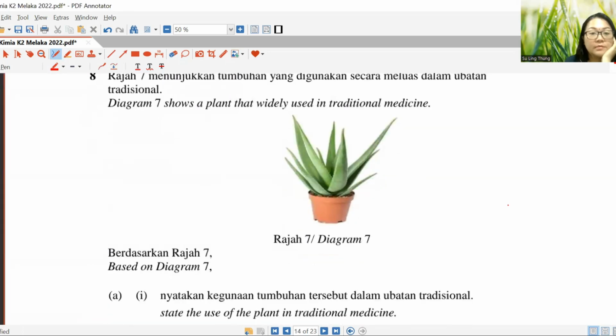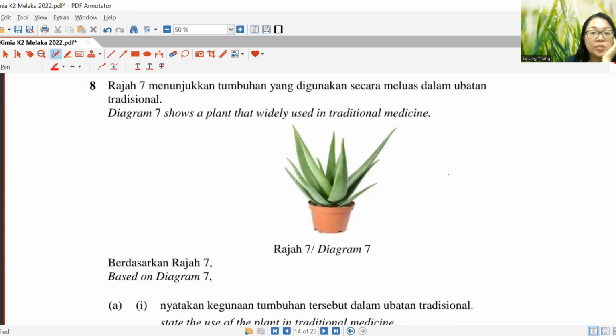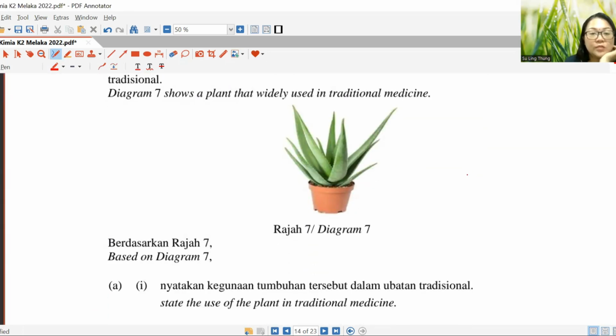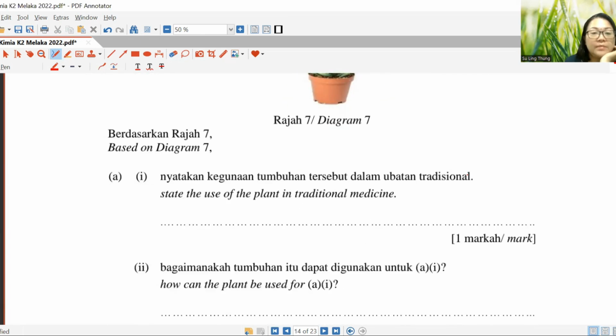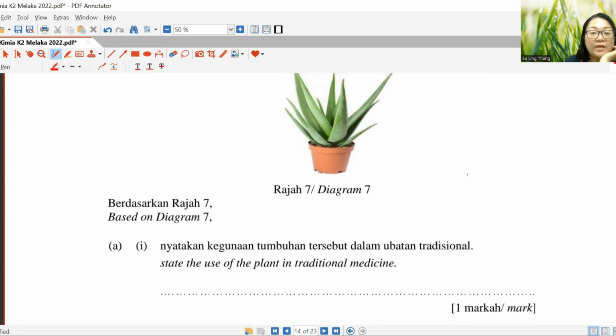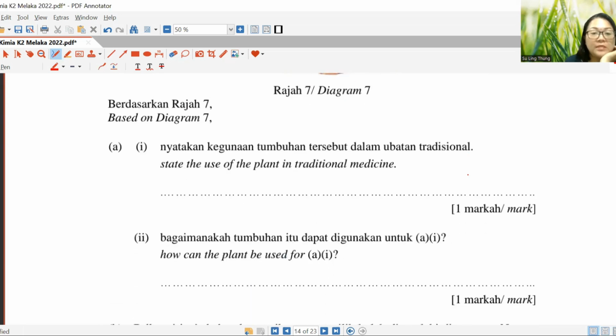All right. Okay, now let's look at question 8. Diagram 7 shows a plant that is widely used in traditional medicine. Based on diagram 7, so this is aloe vera, isn't it? Okay, A1, state the use of the plant in traditional medicine. So normally in traditional medicine, it is used to treat wounds, or any skin irritation.